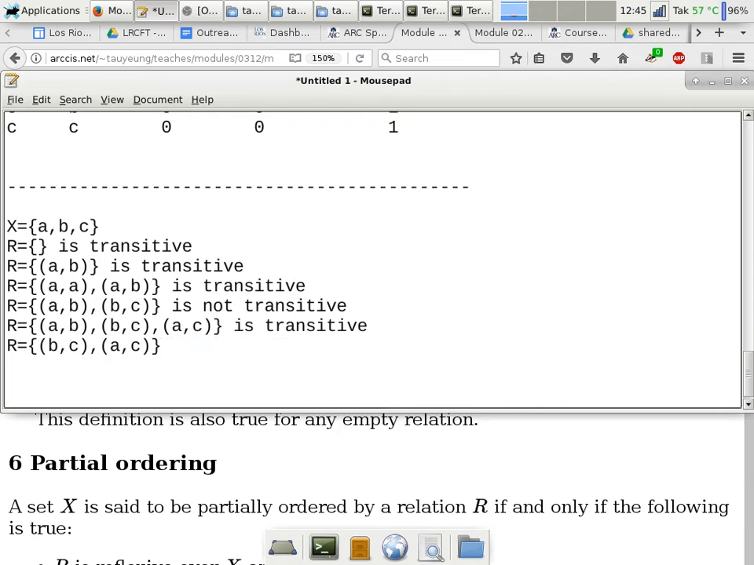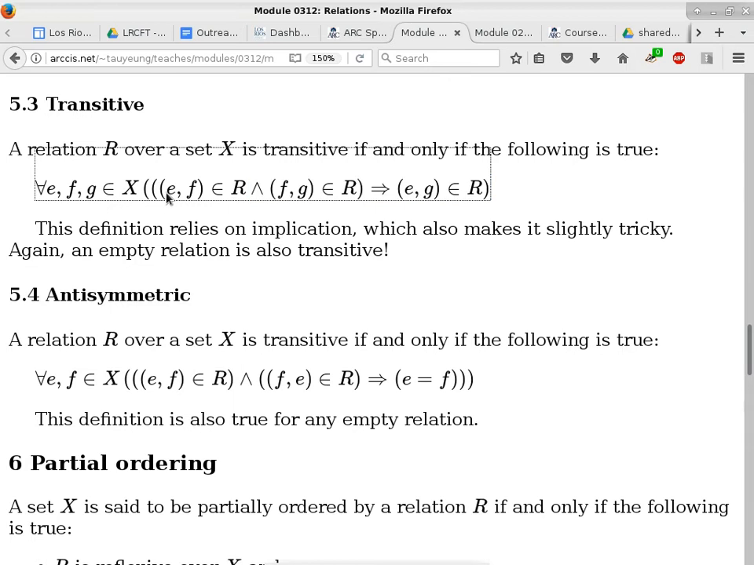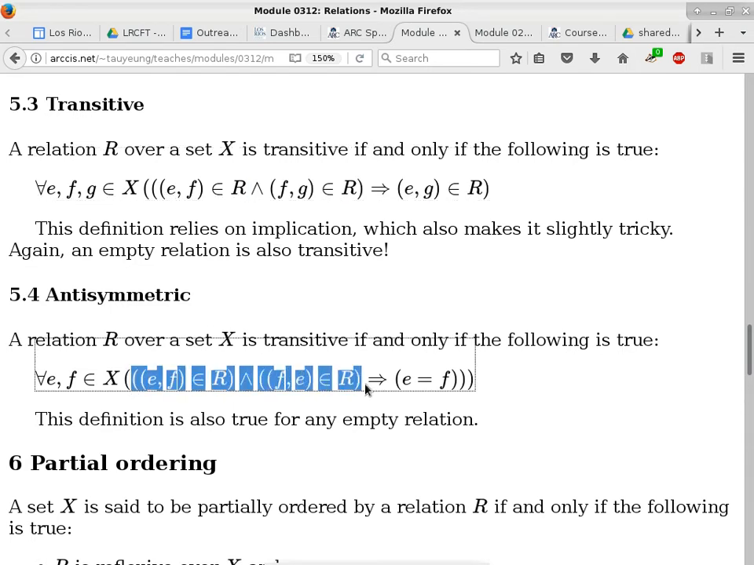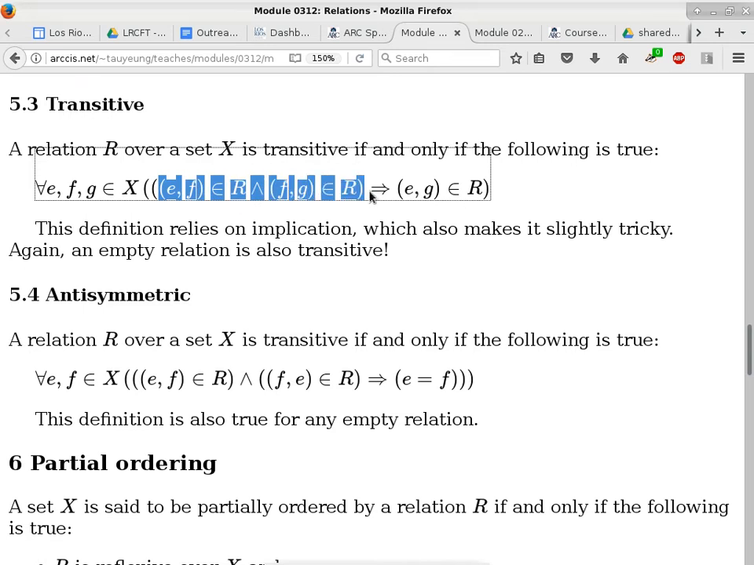It is transitive because the left-hand side of the implication is always false. In the last relation, the right-hand side can be true, but the left-hand side is always false.